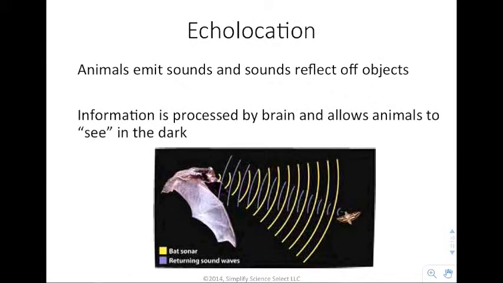Okay, echolocation. Animals emit sounds, and that sound can reflect off an object. And whenever that sound reflects off the object, it comes back to the bat. The bat can detect that signal, and by measuring the time between the signals that it gets, it allows the bat to see in the dark. So a bat can actually use echolocation to find something as small as, say, this moth in a cave in which there is no light.